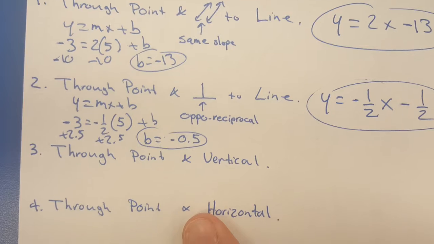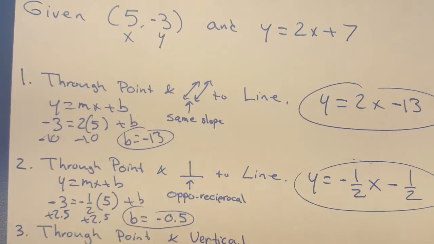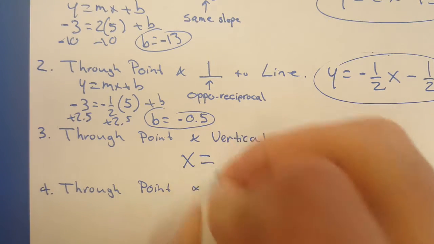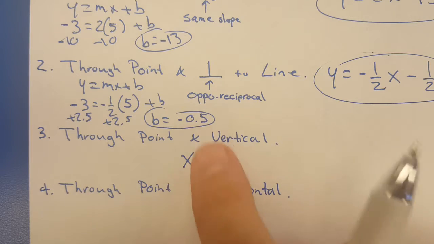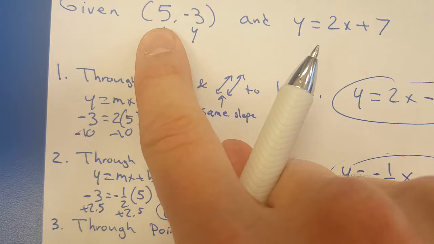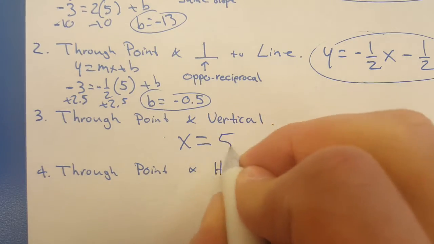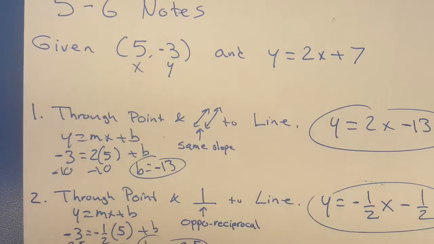Now the last two are probably going to be the easiest here. How do you go through the point and have a vertical line? How can you make a vertical line go through the point 5 and -3? Well, if you remember, vertical lines are always written as x equals a number, and all vertical lines have the exact same x coordinate. So x equals what x coordinate? That's the only x coordinate they give you in this point. If you were to graph x equals 5, it would go right through the point 5 and -3.